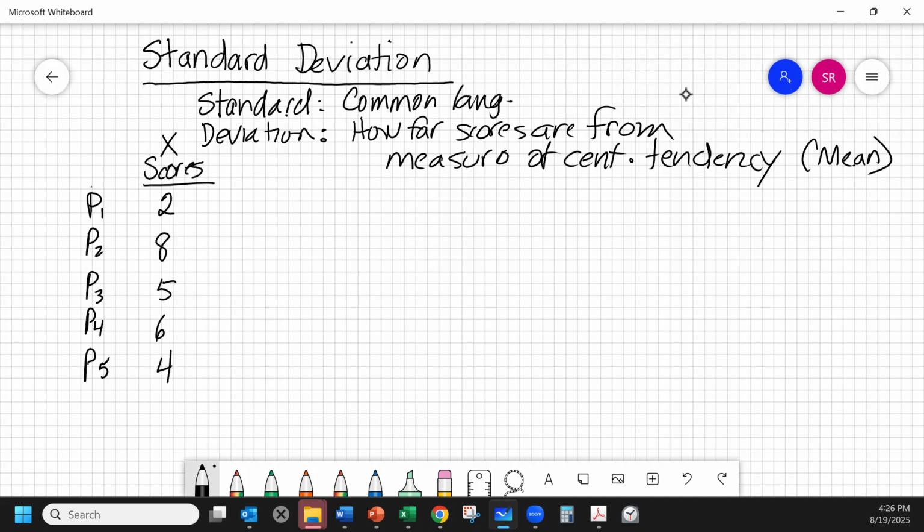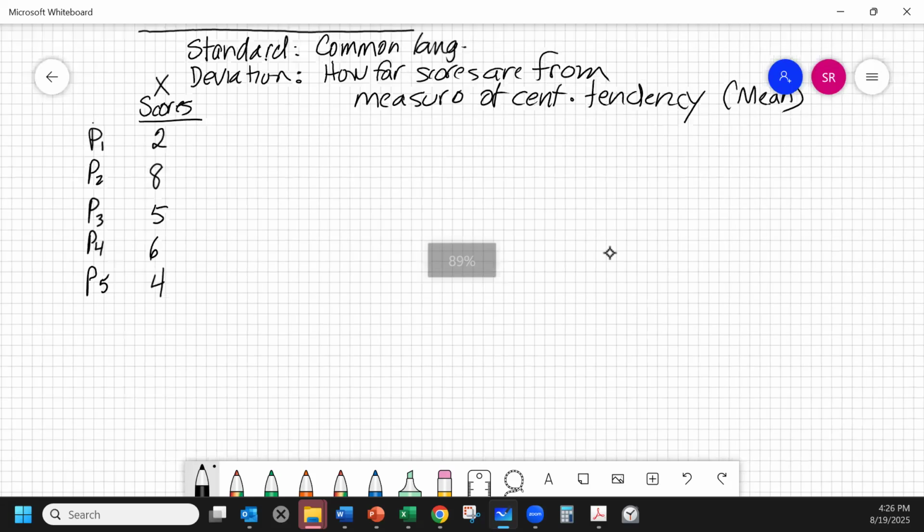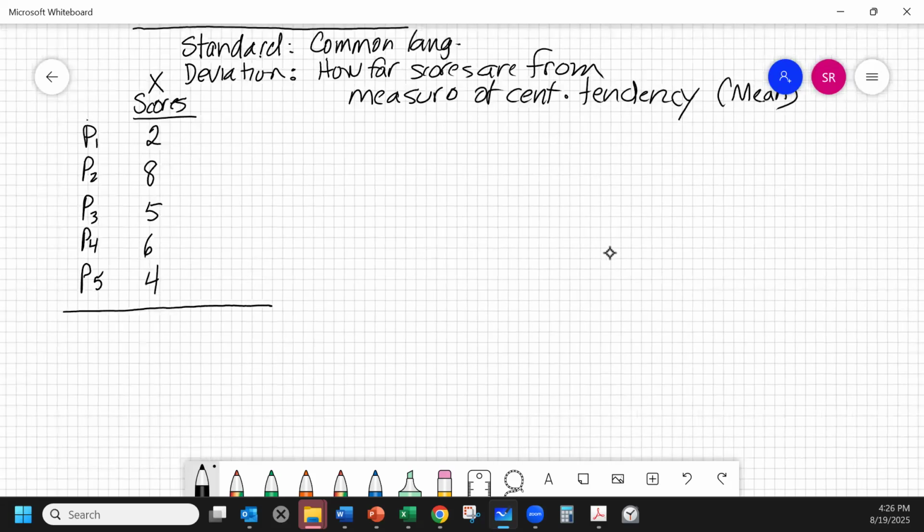So the first thing we have to do to make sense of these data is we calculate the mean. And of course, the mean is the sum, you'll remember the uppercase sigma meaning sum, of each score, divided by n. And in this case, the sum of all these scores, 2, 8, 5, 6, and 4, is 25, divided by 5 equals 5. So now we know the mean is 5. So 1, we calculate the mean.